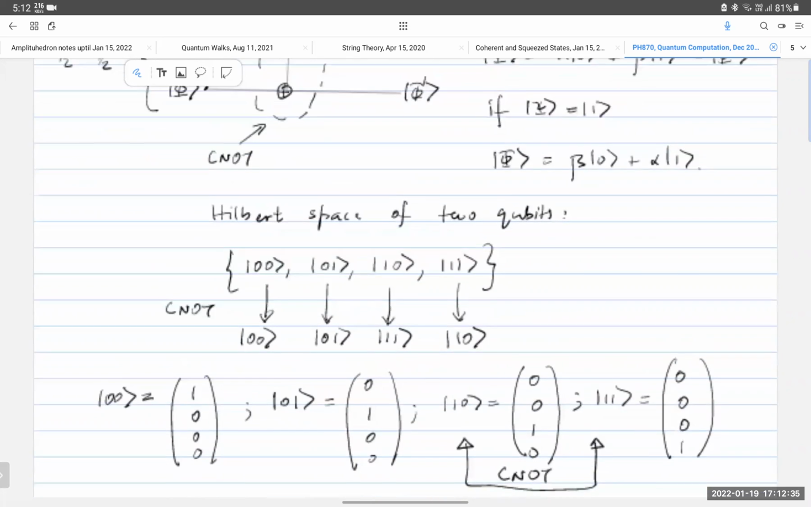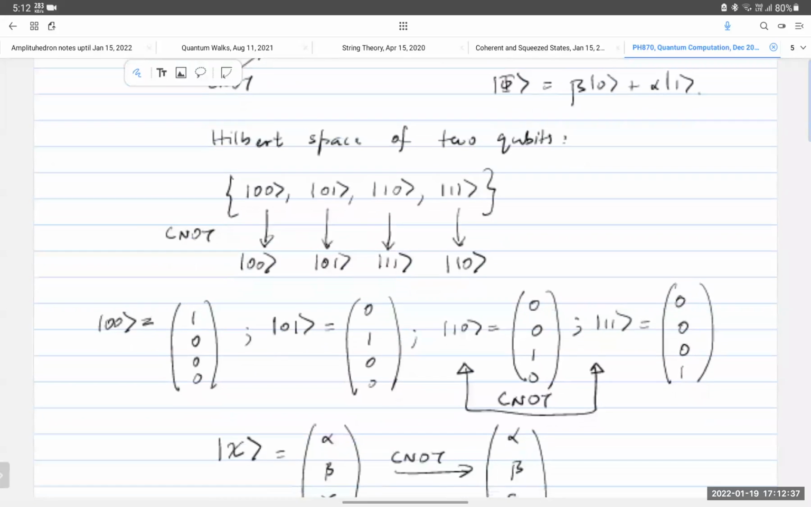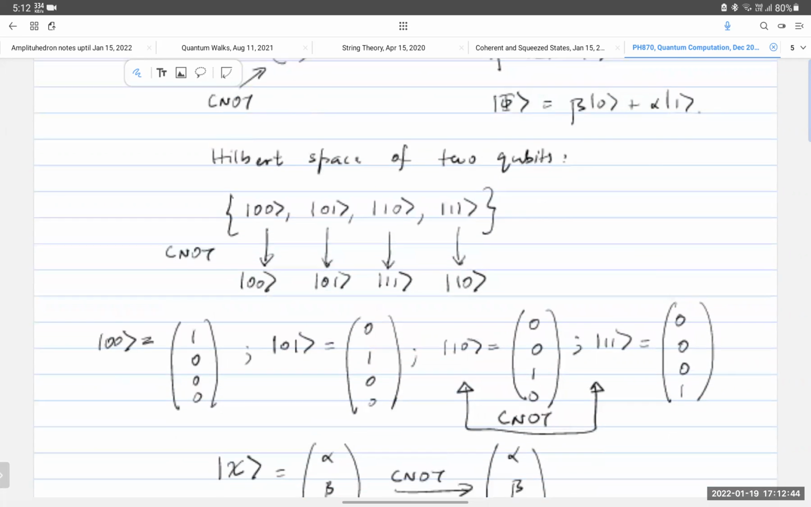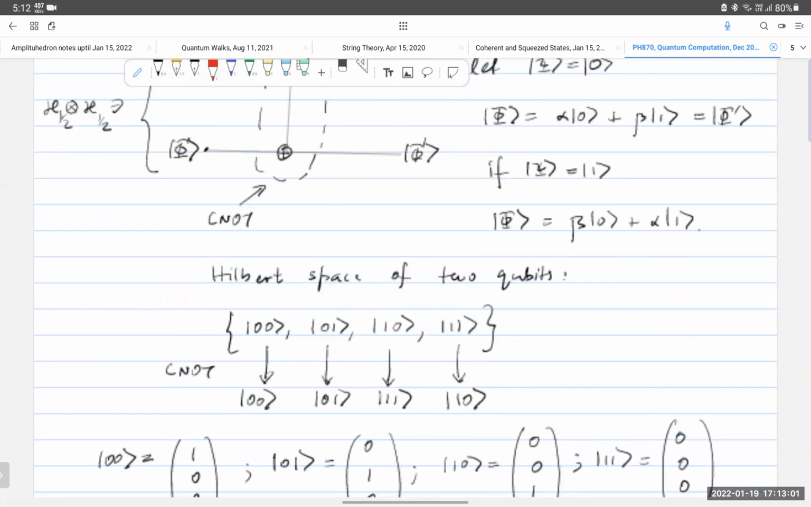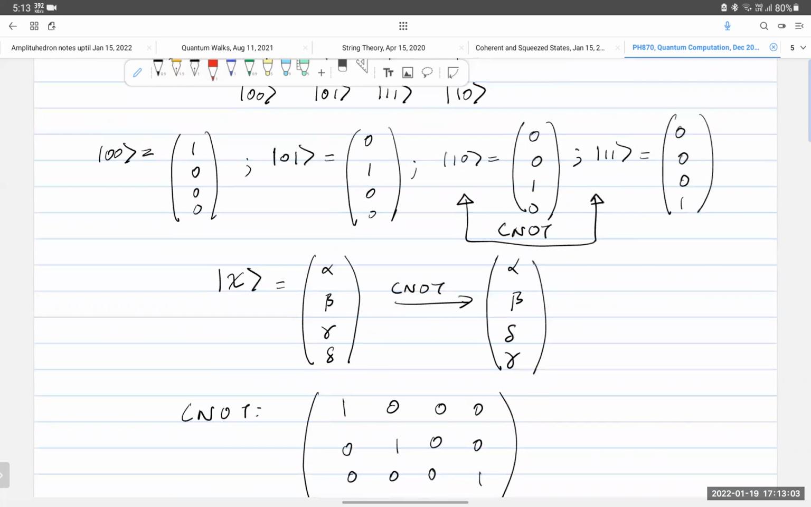Of course, the most important thing to remember in all of this is that the input to your circuit in general is an element of the tensor product space H1 cross H2, which is much larger than either the space H1 or the space H2 by itself.